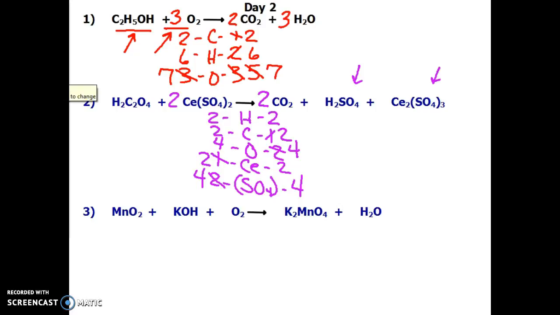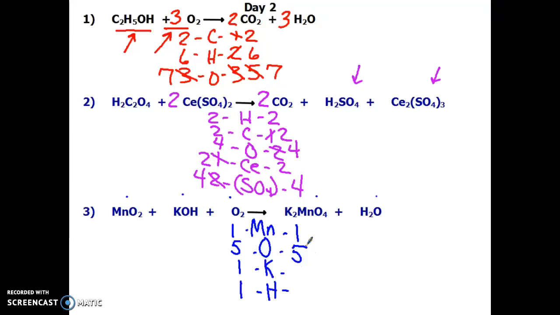The next one, we have Mn, we have O, we have K, and we have H. All right, on the left-hand side, we have 1 Mn. We have a total of 2, 3, 5 oxygens. All right, we have 1 K and we have 1 H. On the product side, we have 1 Mn, we have 4, plus another one over there is 5 oxygens. And then we have 2 Ks, and we have 2 Hs.